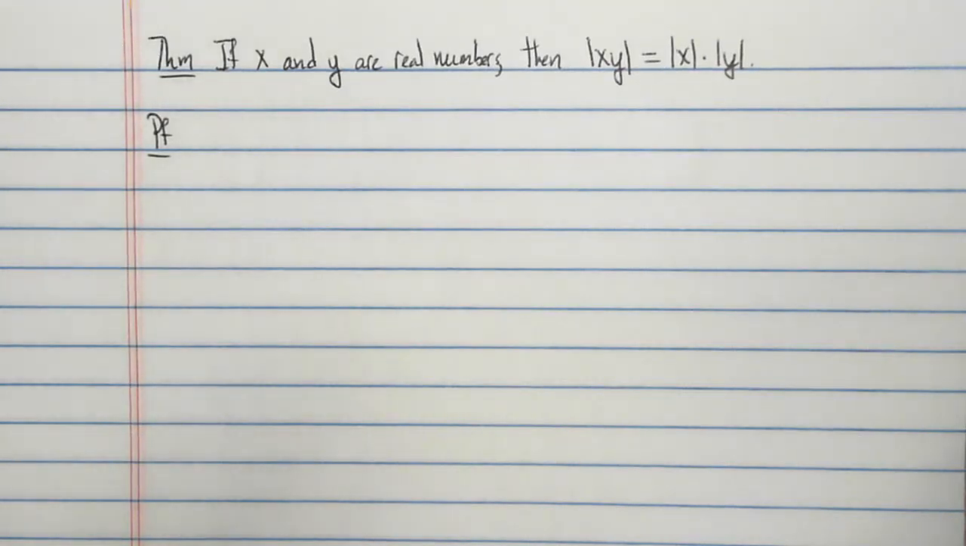Let's now consider the proof of this theorem. If x and y are real numbers, then the absolute value of x times y equals the absolute value of x times the absolute value of y. Before I start writing up the proof, I just want to make a few general observations.